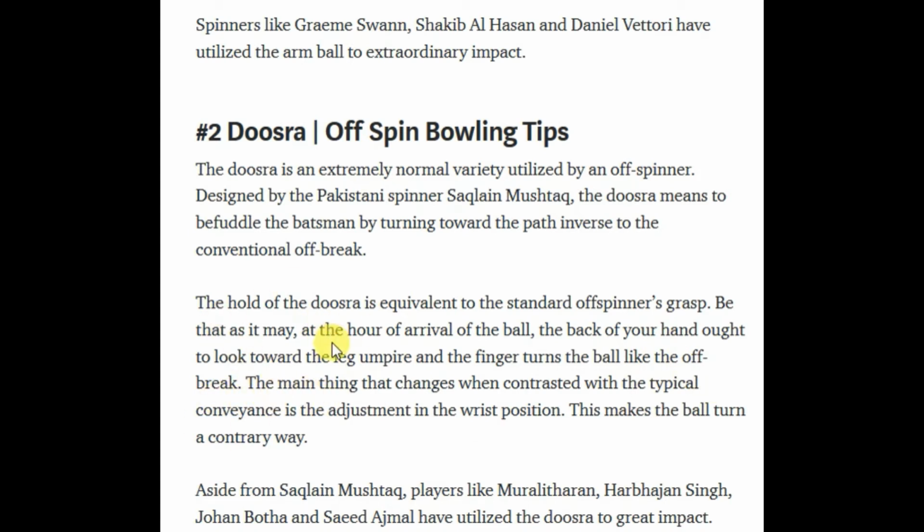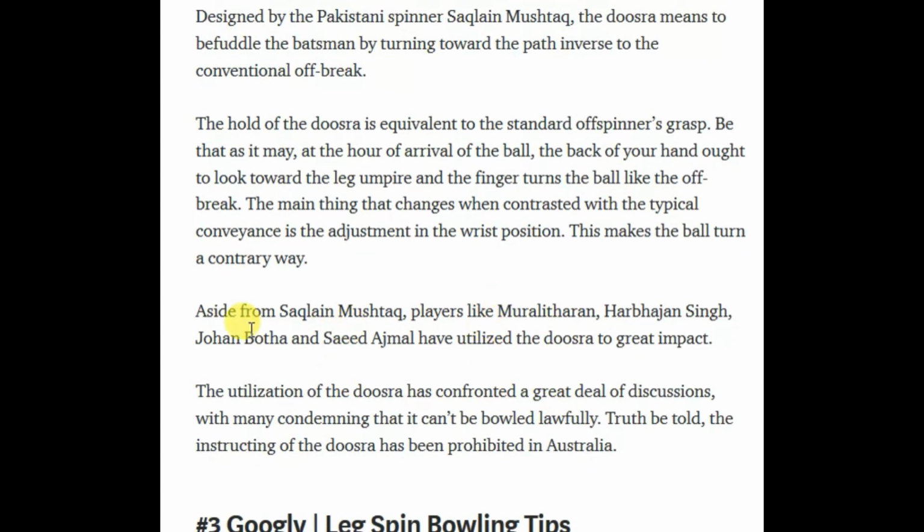As we know, the off break bowler can bowl the off spin, but the doosra causes the ball to turn like leg spin. This causes confusion in the batsman's mind. The main thing that changes it, in contrast with the typical delivery, is the adjustment in the wrist position, which makes the variation difficult to find.